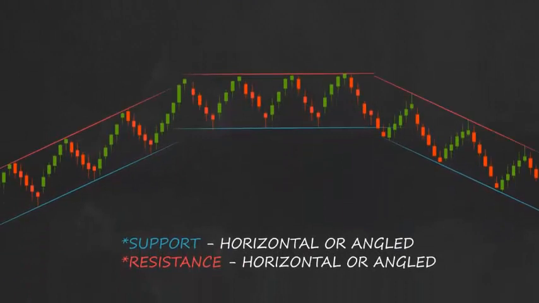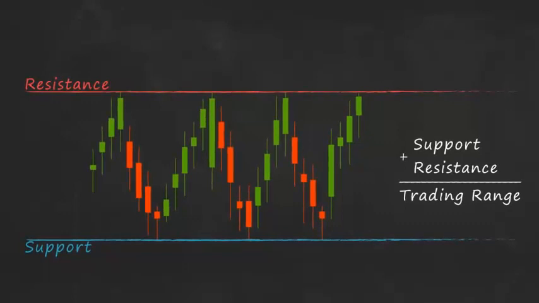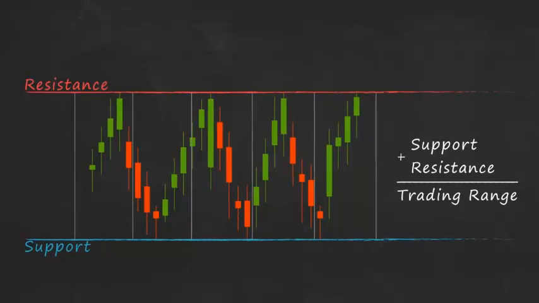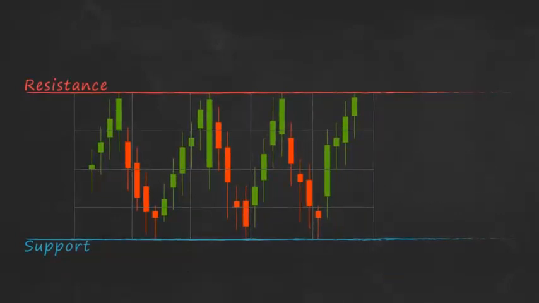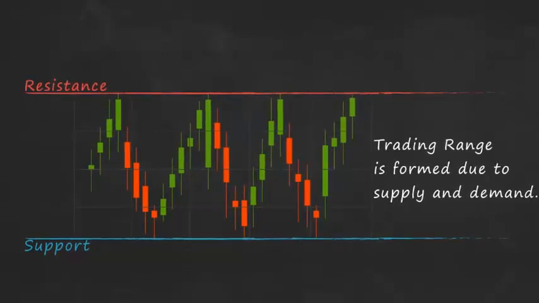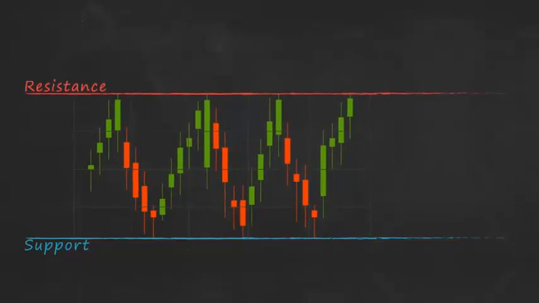When we have a support and resistance line together, they create a trading range, so both lines keep the movement of the price within a certain range until the price makes a break, either above or below. Trading ranges are formed due to supply and demand and market psychology. When the price breaks out of the range, it signals a change in the supply and demand and the beginning of an upward or downward trend.